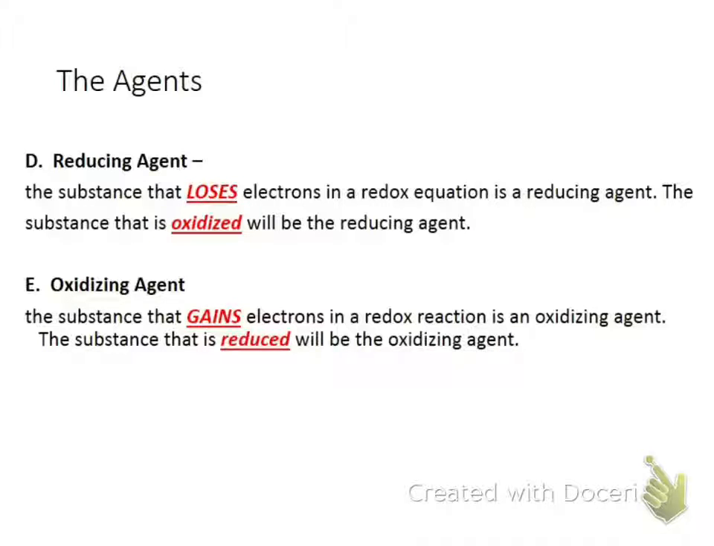Okay. The agents, we have reducing agent and oxidizing agent. They are opposite, okay? If something is oxidized, it's the reducing agent because it causes the other thing to be reduced. If something is reduced, it's the oxidizing agent because it causes the other thing in the equation to be oxidized, okay? You will never have what's oxidized being the oxidizing agent, okay? You cannot have oxidation without reduction. They both have to be present, okay? So whatever's oxidized causes the other thing to be reduced. That's why it's the reducing agent. They're exact opposites, okay?